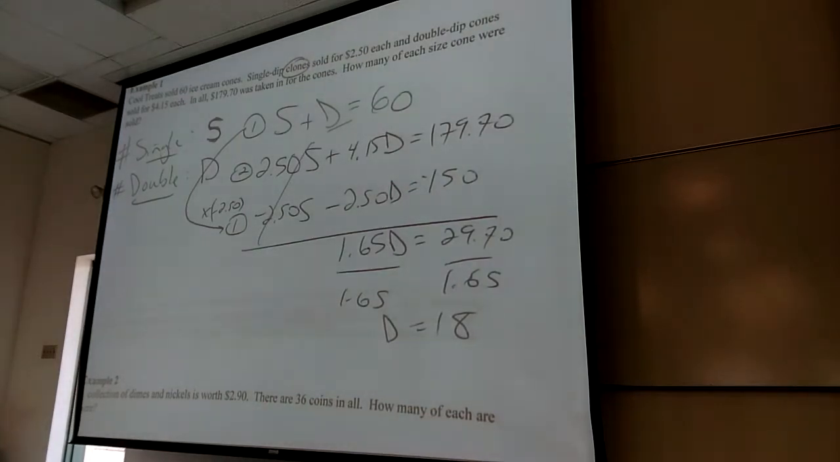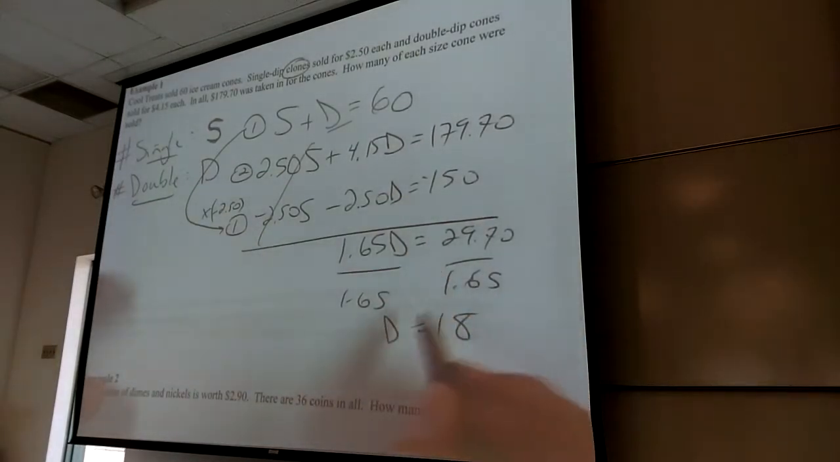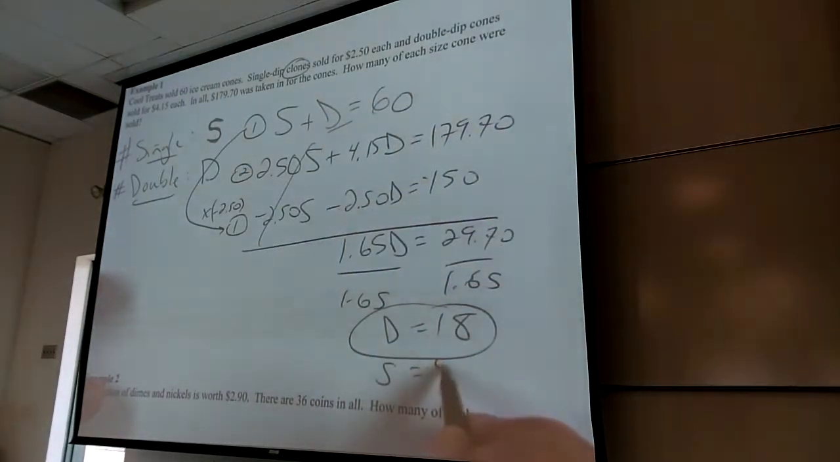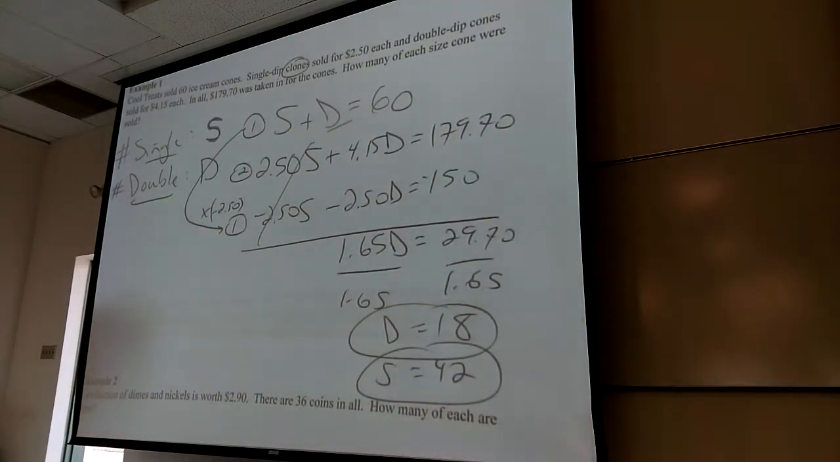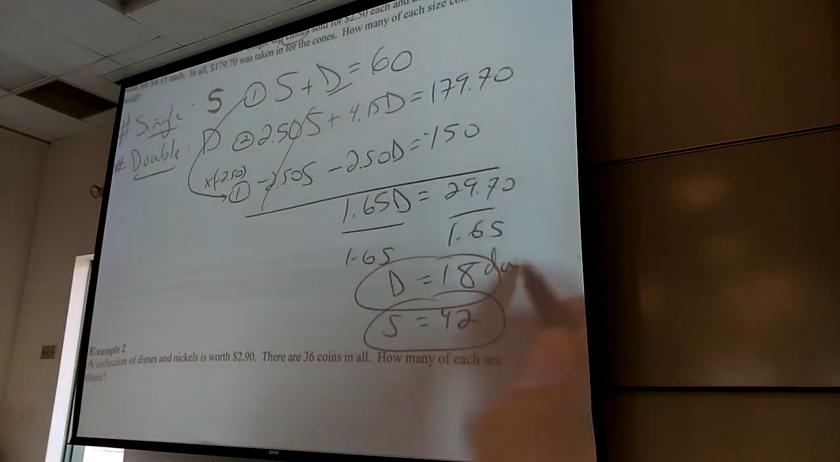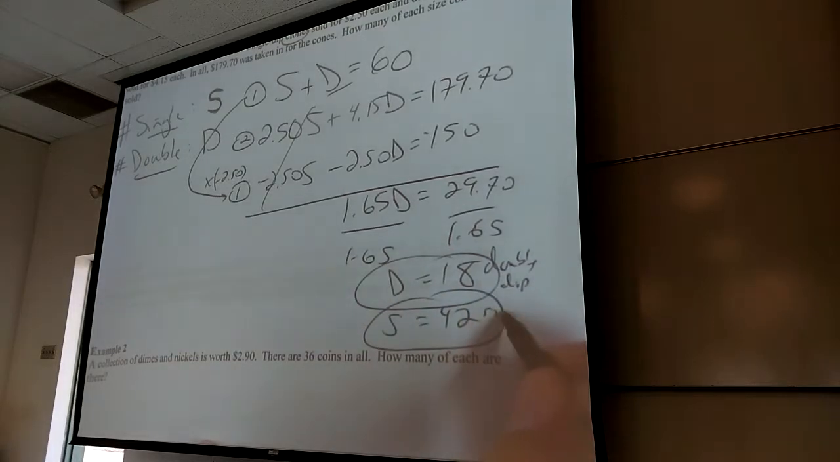I doubt that they would sell somebody 1.38 cones. You get that is probably wrong. Even half a cone. How do they cut it? Chop? Look at it like a bowl? No. So D is 18. So then what's S? 40. Yeah, it's got to make 60, so it's got to be 42. I like it. 40, 18, double dip. 42, single dip. Okay.